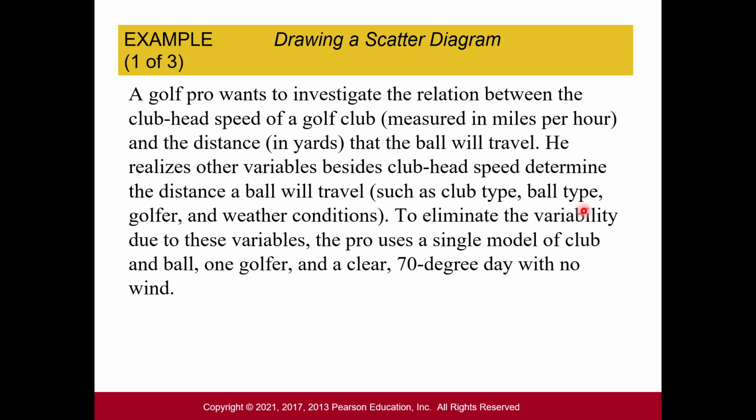To eliminate the variability due to these variables, the pro uses a single model of club and ball, one golfer, and a clear 70-degree day with no wind. So he's eliminated a lot of the factors that could affect the outcomes by using one person to do this experiment, the same golf club and the same type of ball, and then picking a good day weather-wise.